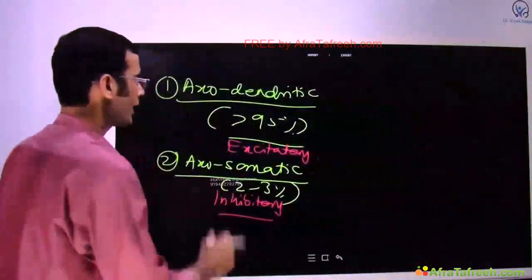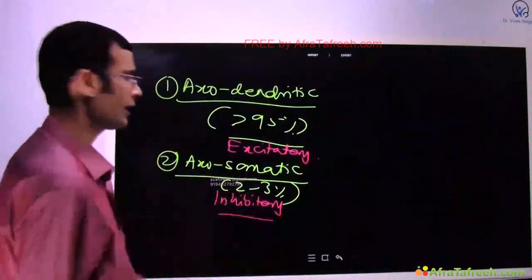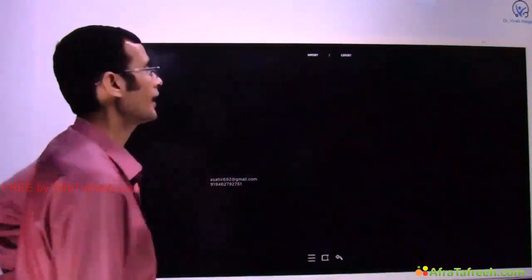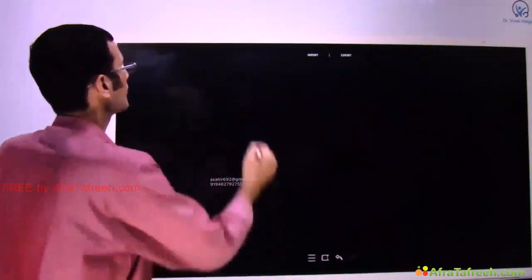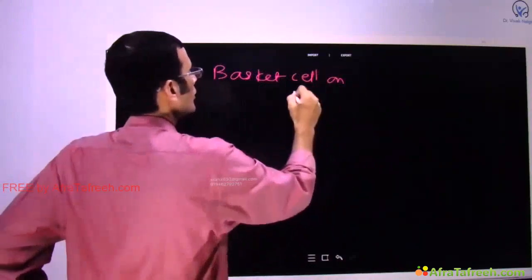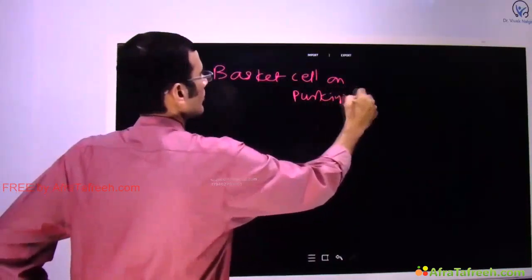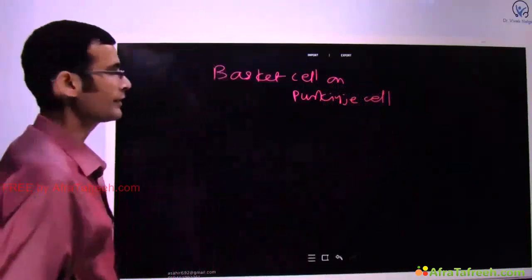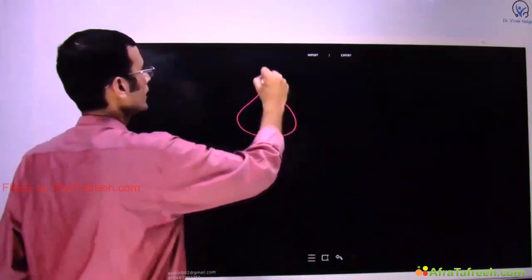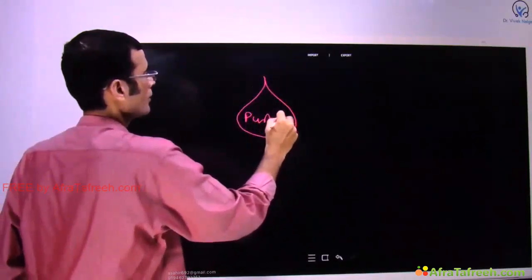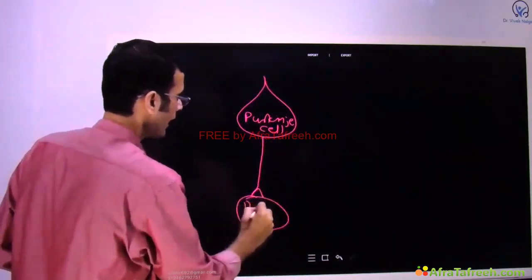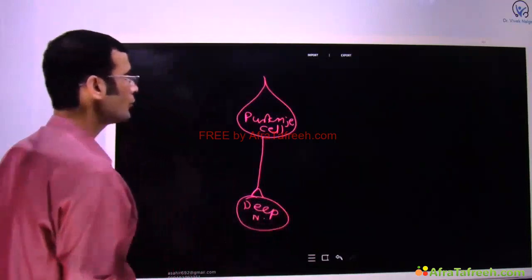What are the examples of axosomatic synapses? There are few synapses of this type. Let us try to understand where you find the axosomatic synapse. One example is in the cerebellum, basket cell on Purkinje cell of the cerebellum. This is an axosomatic synapse. In the cerebellar circuit, there are two main cells. There is a Purkinje cell, and the Purkinje cell exerts an inhibitory influence on the deep nuclear cell.